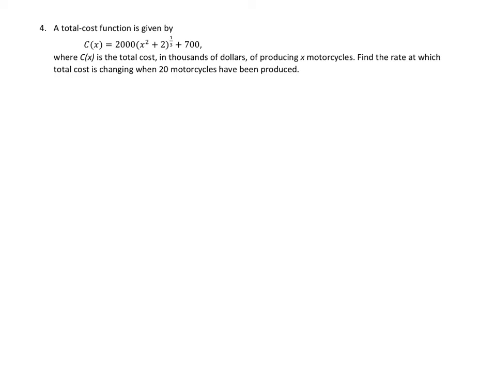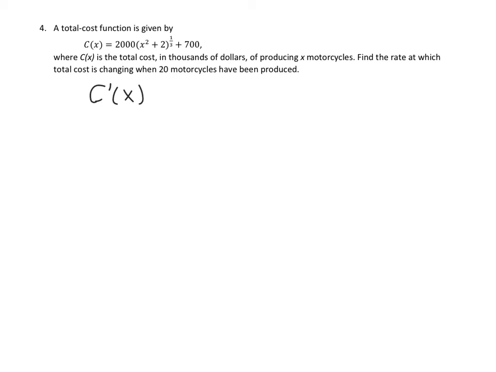A total cost function is given by c of x equal to 2,000 times the quantity x squared plus 2 raised to the 1/3 power plus 700, where c of x is the total cost in thousands of dollars of producing x motorcycles. We want to find the rate at which total cost is changing when 20 motorcycles have been produced. Finding the rate at which total cost is changing means we want to find the derivative c prime of x.